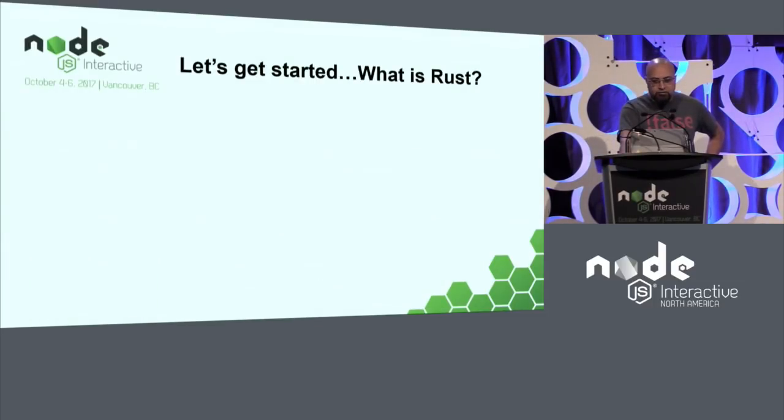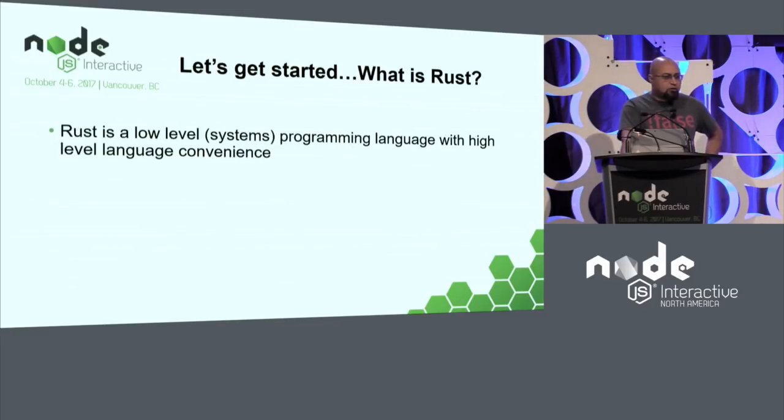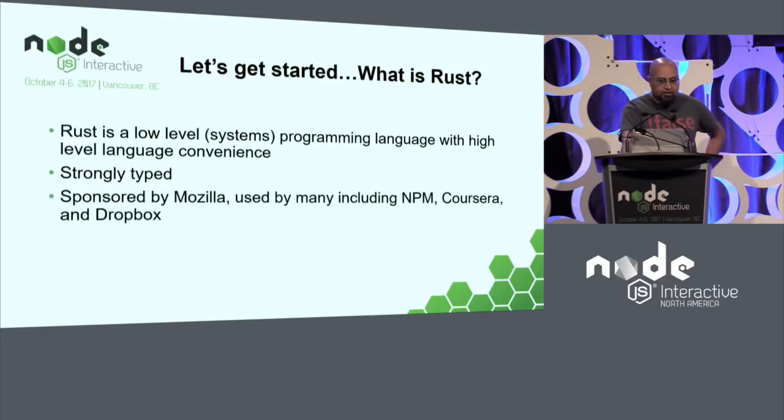So let's get started. What is Rust? Rust is a low-level systems programming language with high-level convenience. So what does that mean? That means it's strongly typed. Everything in Rust, you have to either declare the type or use type inference to get it. It does provide type inference, as I mentioned. You do get some high-level language convenience. So unlike C, you don't have to declare everything. Rust's compiler will try to figure out what a type is. If it can't figure it out, then obviously you'll have to specify it.